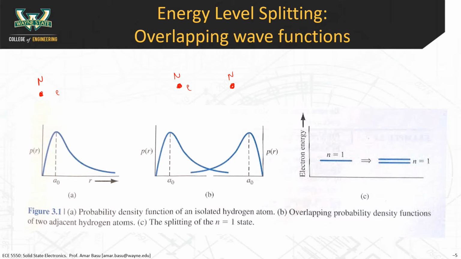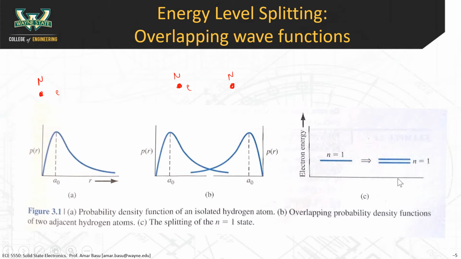So as we bring those nuclei together, what's going to happen is that these probability functions, this is coming from the wave function. Remember, this is coming from the wave function squared. That's what these probabilities are. So these probabilities start to overlap with one another when you bring them together.